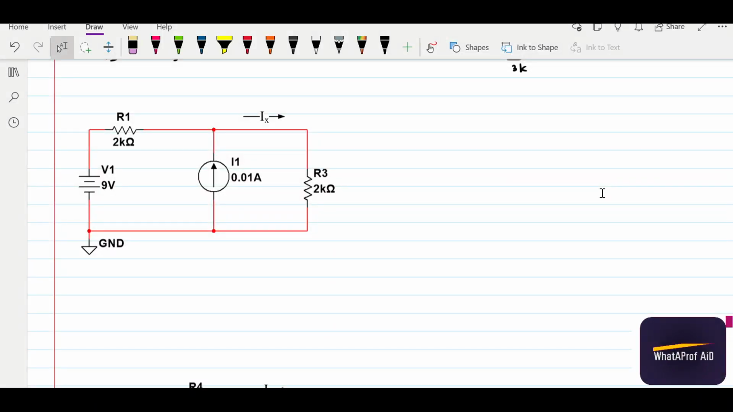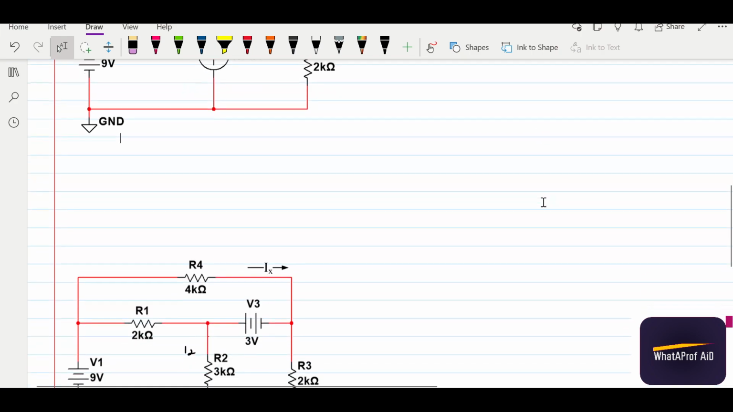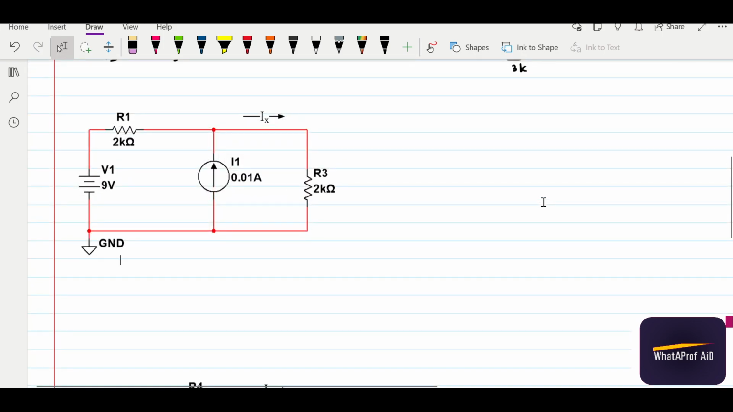Okay, in this lesson, we will see how to use the supermesh condition, where we have a supermesh and supernode. A supermesh exists when you have a current source in between two loops. In two loops, you have a current source, whether it's actually a current source alone or with a resistor. In the situation it's actually the same.